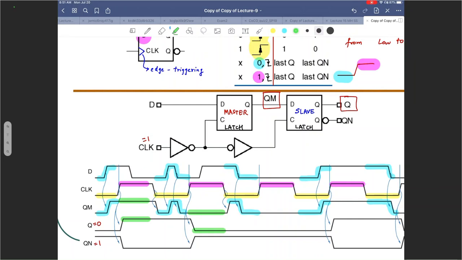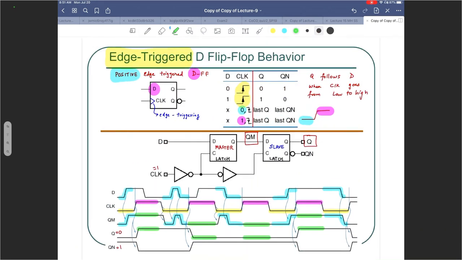Next, timing window is here, the pink one. So during that time, QM is low. So Q will be low. Next timing window, you have high. So this is high. So you can see here that Q is following QM. That's what we highlighted in green here, when there is a positive level on the clock, highlighted in pink.